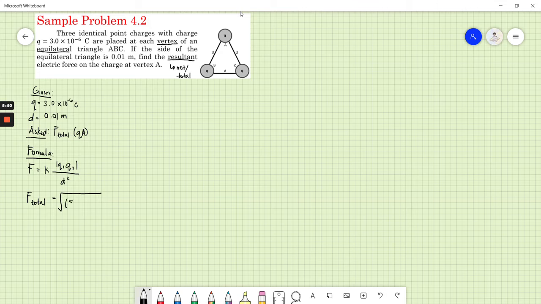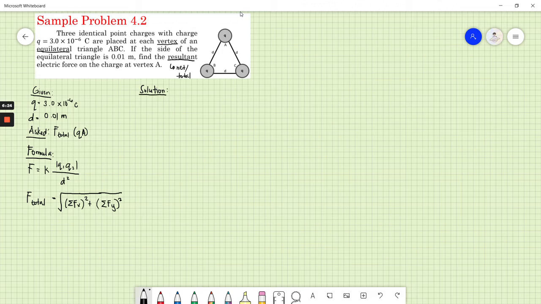So basically what you want is to find the sum of all the forces on the x-axis, square it, and add it to the sum of all the forces in the y-axis, squared, and then find the square root of those two added together, and that's how you find the F total. I will explain later why. Okay, so we now have all our given, our ask, and our formula. Let's head on to our solution.